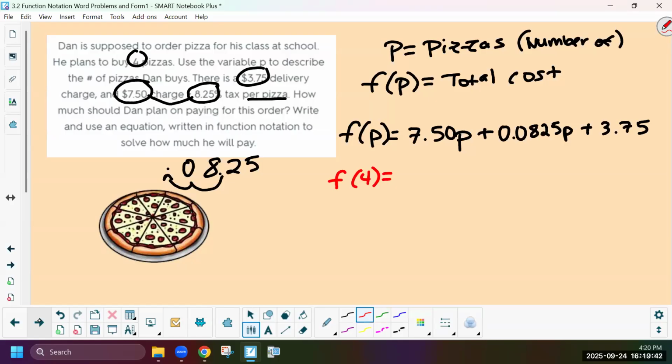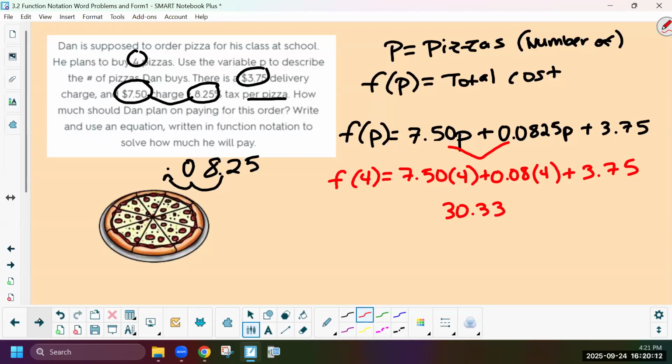So I'm going to go ahead and substitute this in real quick. You could combine like terms if you wanted to first. That is totally up to you. Okay, so if you wanted to combine those two into one, that is fine. If you do combine them, it ends up being 7.5825 times 4, which in the final answer is going to be $30.33. That's for the cost of the pizza and the tax. Plus, we have our $3.75.